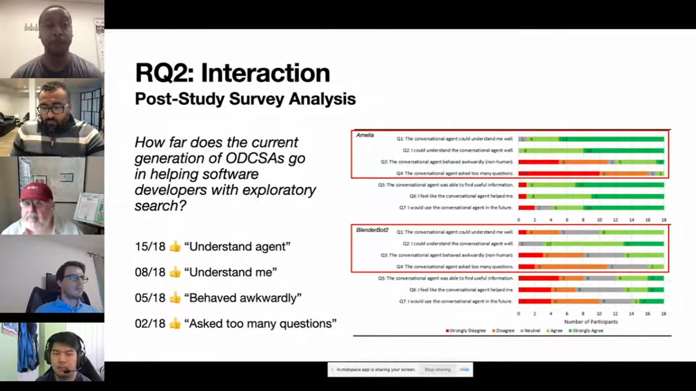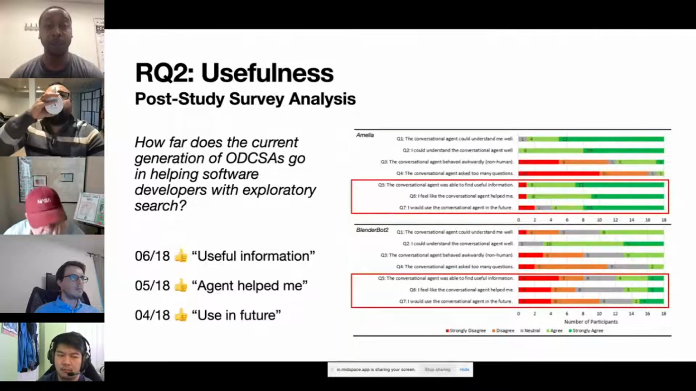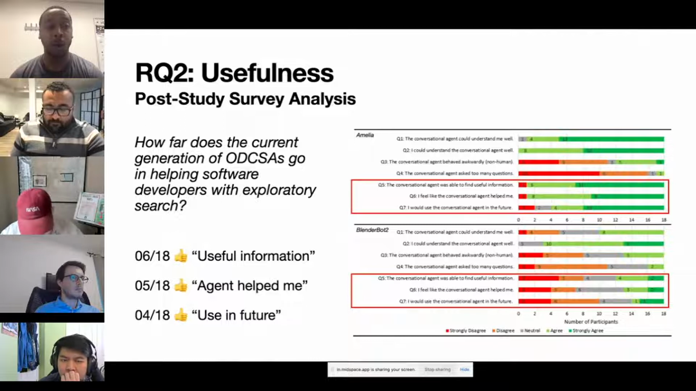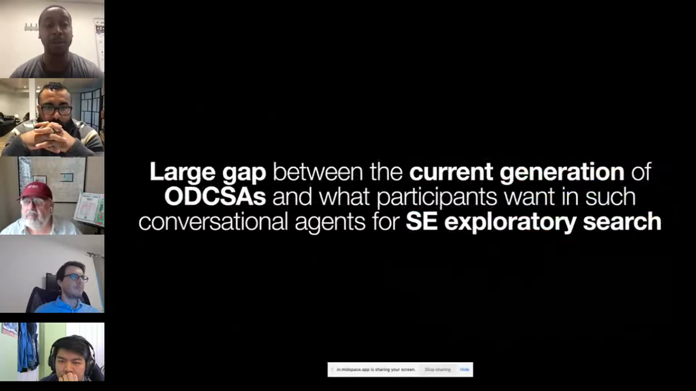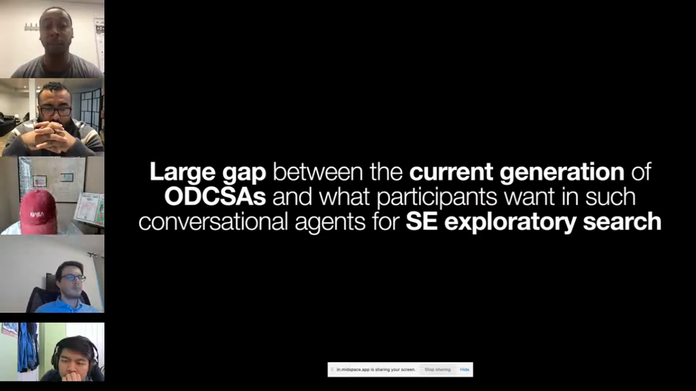And in terms of usefulness, we see a drastic difference between the state of the art and our Wizard. Only 6 out of 18 people thought that the state of the art provided useful information. 5 thought the agent helped them, and only 4 would recommend using the state of the art in the future. So we can see that there's a large gap between the current generation of ODCSAs and what participants would want in such a conversational agent for software engineering exploratory research.